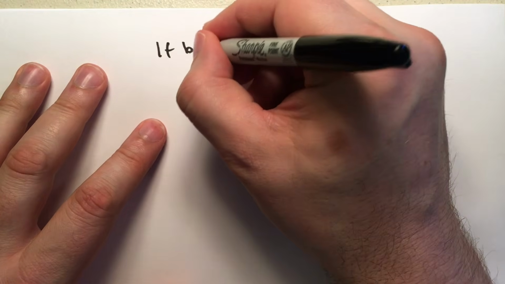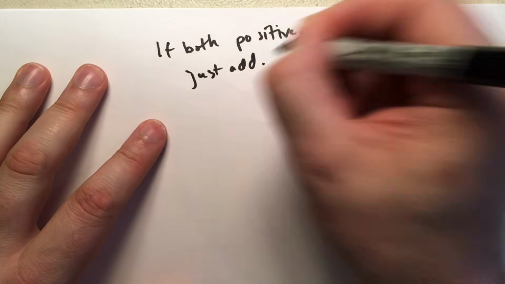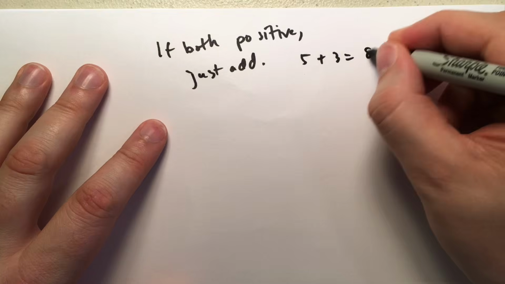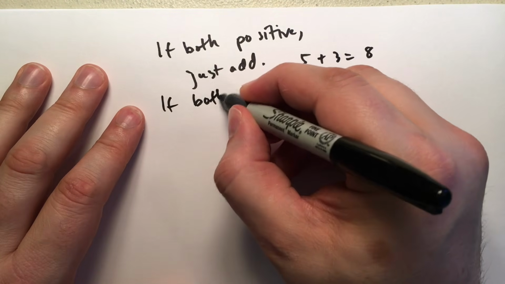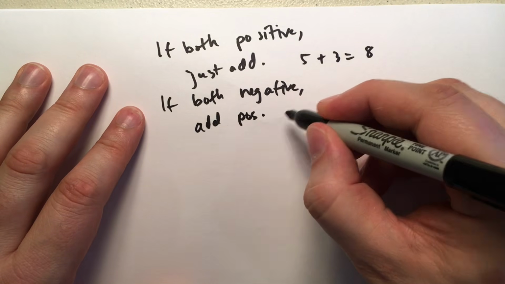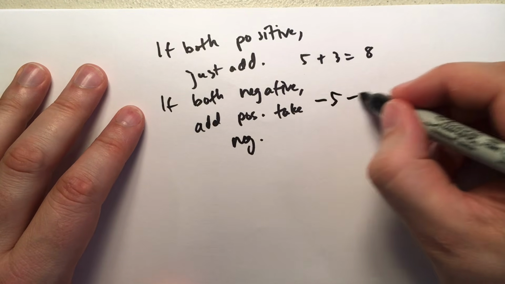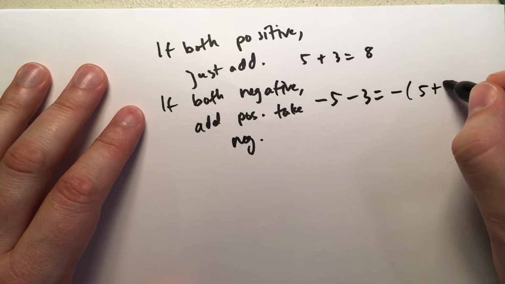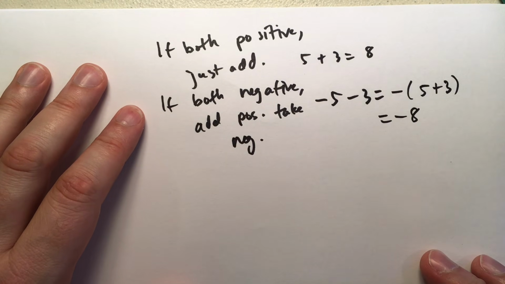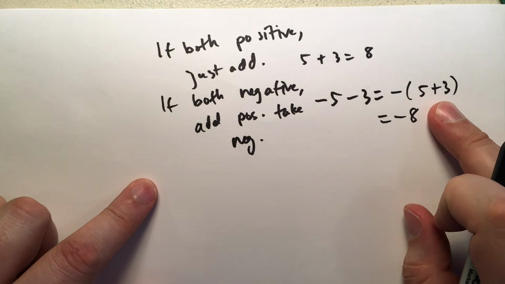All right, if you missed it, this is how you do addition with positives and negatives. So if they're both positive, you just add. So 5 plus 3, you just add it together, it's 8. If they're both negative, you add the positive and take the negative. So minus 5 minus 3 would equal minus 5 plus 3, like we saw, which is just minus 8. You see? So you take the positive version of the negatives, you add them together, you take the negative of the whole thing. You're still adding in the end.